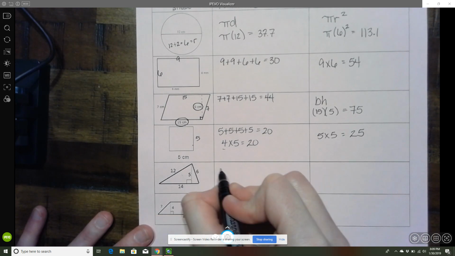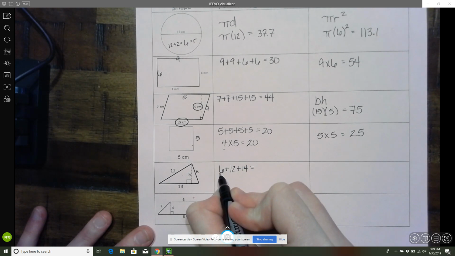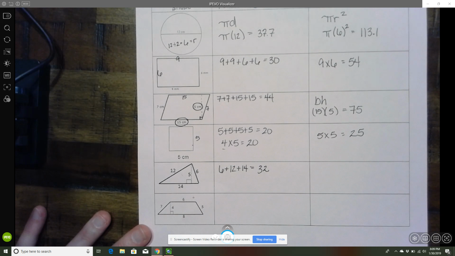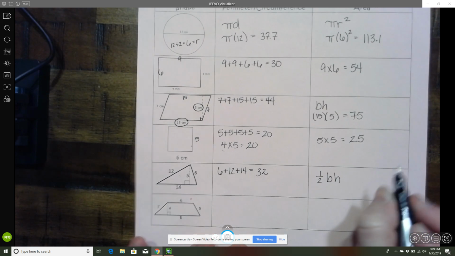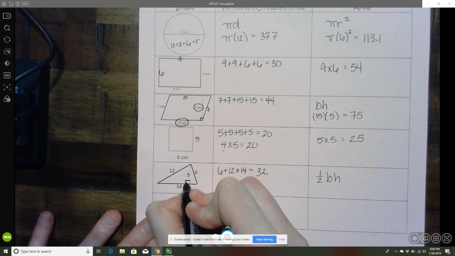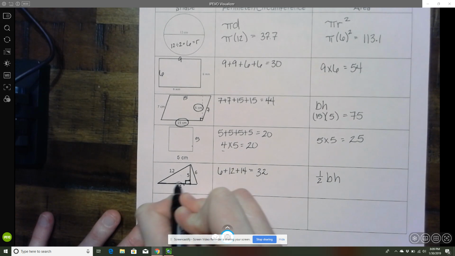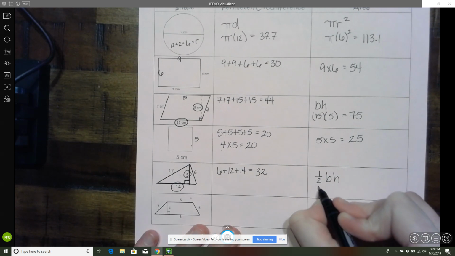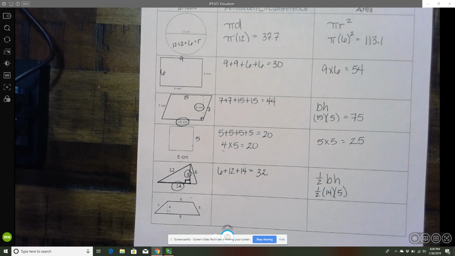All right, triangle perimeter is the same way. We just add up the sides. So I've got 20, 32. Now, the formula for a triangle is a little bit different. It's 1/2 base times height. So again, remember, the base and the height are going to form this right angle. So they're going to be the two sides that touch it. So 14 would be my base, and 5 would be my height. And so here I would get an area of 35.